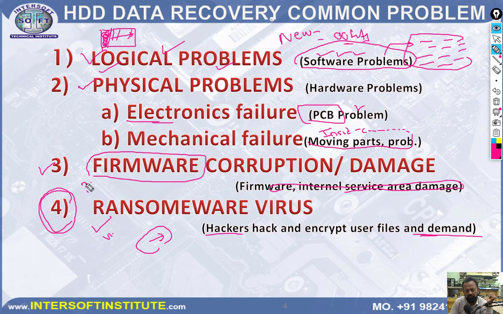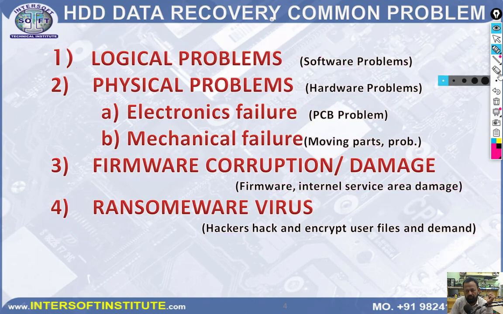This is firmware recovery, this is physical recovery, and this is software based recovery. So we have mentioned the normally three problems, and one is for the virus related problem. So these are the types of data recovery that we can do.